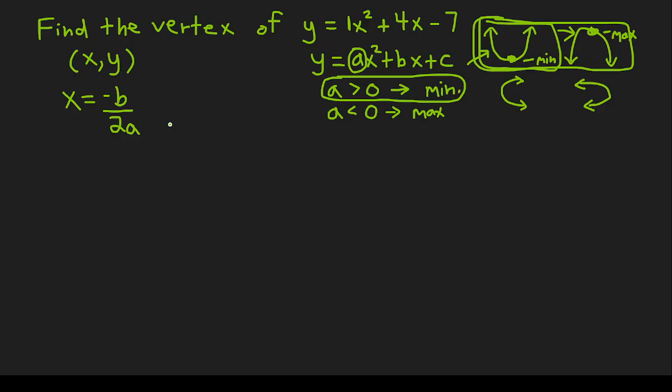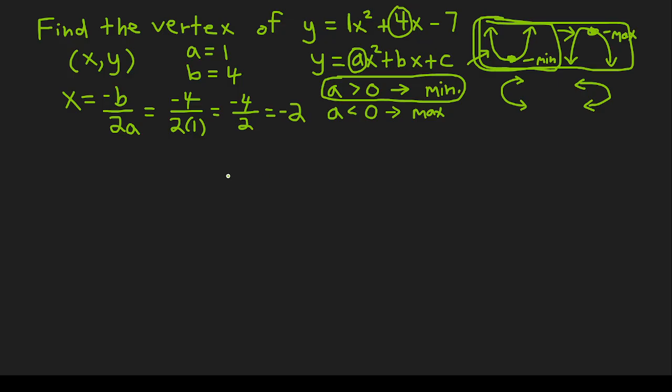To identify our values of a and b, we know that a is going to be 1, and then b is this value right here in front of x, which is 4. So we just plug those values into this equation to get the x coordinate. So we're going to have negative 4 over 2 times 1, which is a. So that's negative 4 over 2, and that's negative 2.